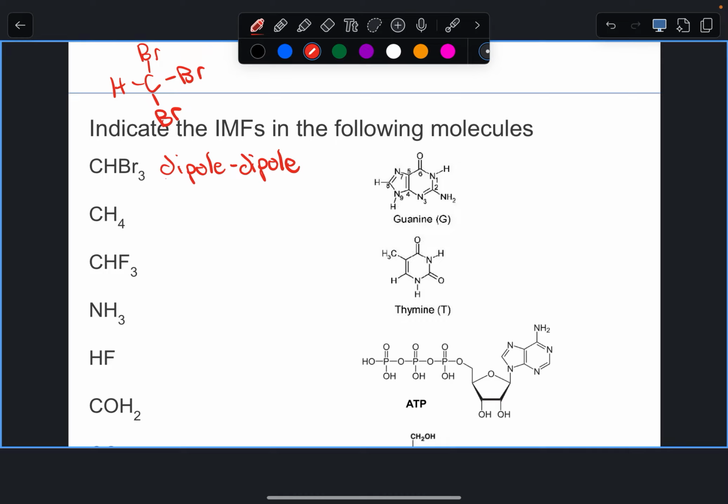And don't forget, all of them have dispersion forces because they all have electrons that are moving around. We don't need to necessarily write that on every single one of these. I'll just write it above: all have dispersion. Mainly, I just want you to tell me what's the strongest intermolecular force that they have.